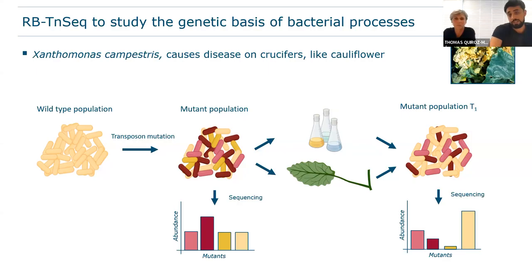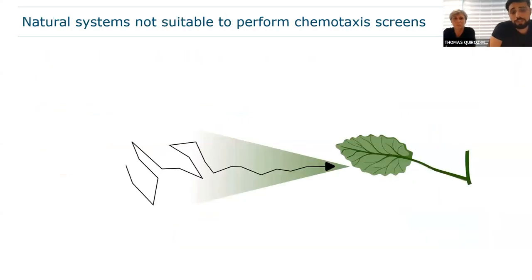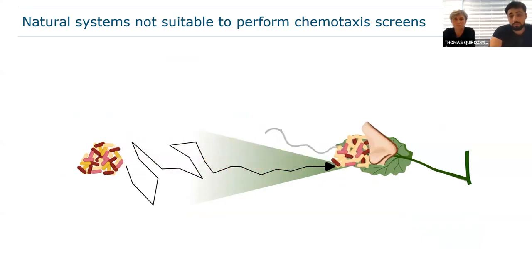So we were also interested in chemotaxis and the role of chemotaxis during the infection of Xanthomonas. And we envisioned that we could use our RB-TnSeq library to identify genes in Xanthomonas that are involved in chemotaxis. We thought that we could expose our library to a chemical gradient and physically separate mutants that are able to sense and move to these gradients from those that cannot.